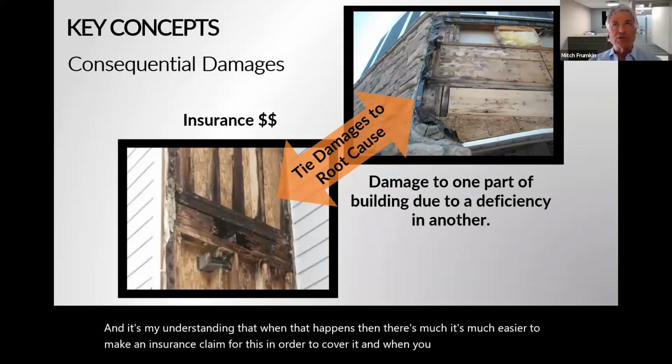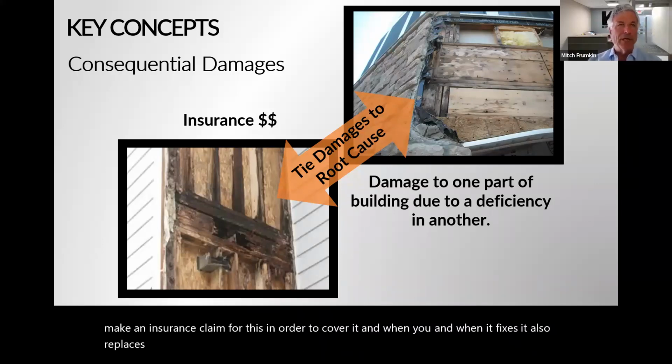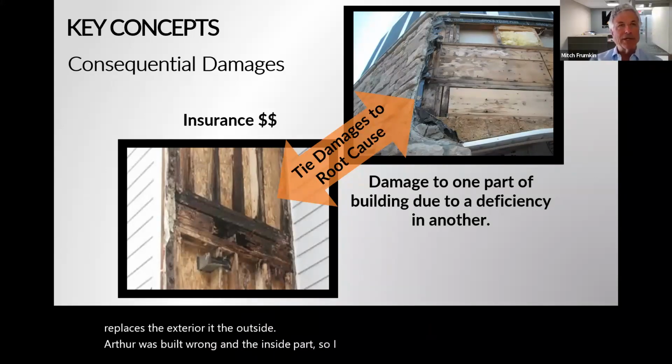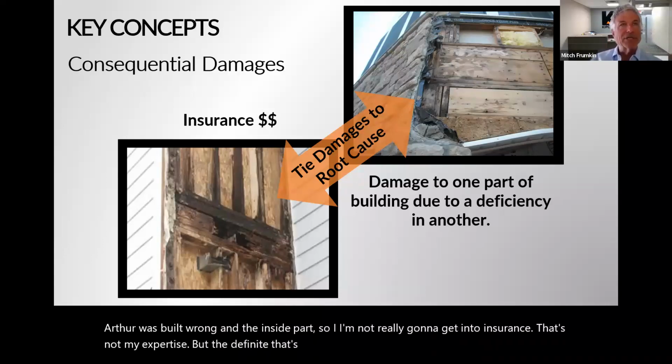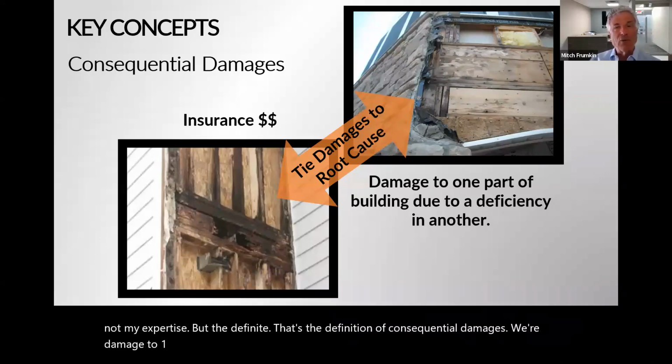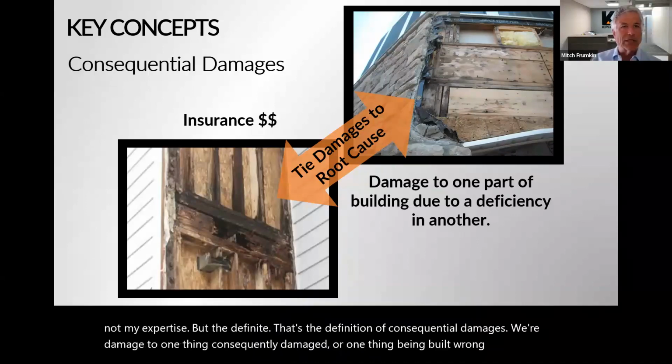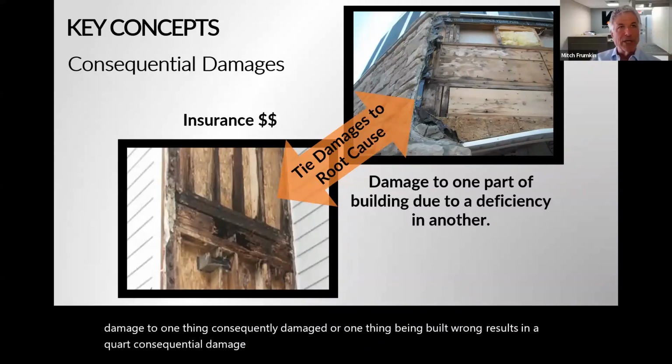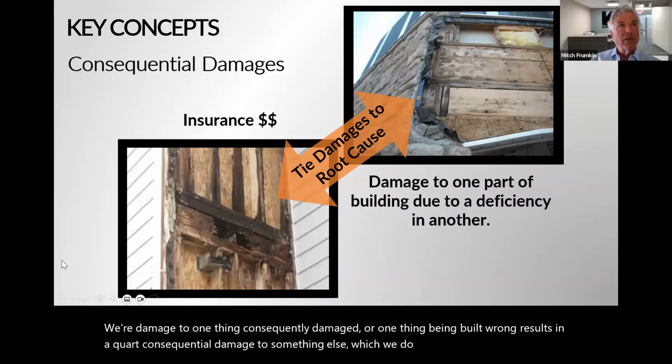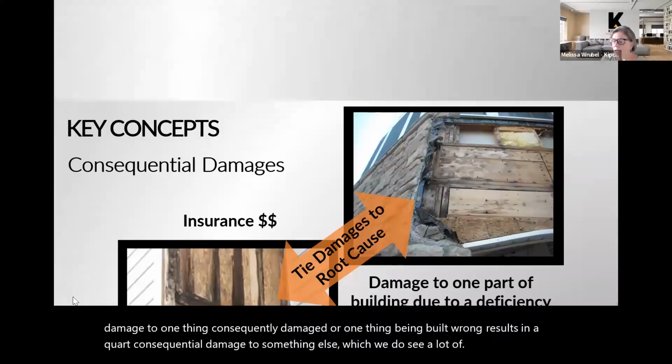And when it fixes it, it also replaces the exterior, the outside part that was built wrong, and the inside part. So I'm not really going to get into insurance. That's not my expertise, but that's the definition of consequential damages, where one thing being built wrong results in consequential damage to something else, which we do see a lot of. Right. It's got a bit of a cascading effect.